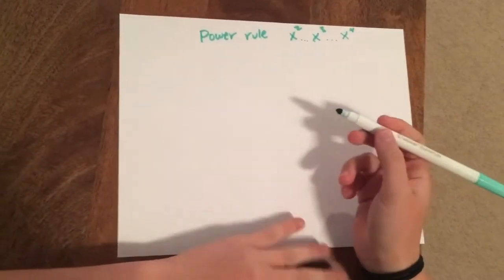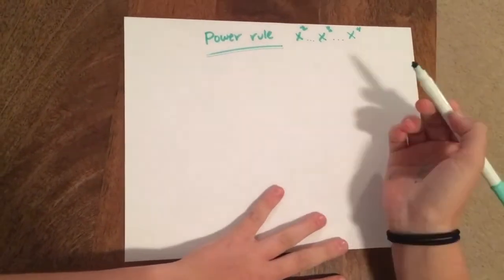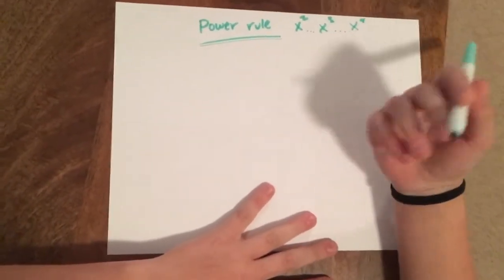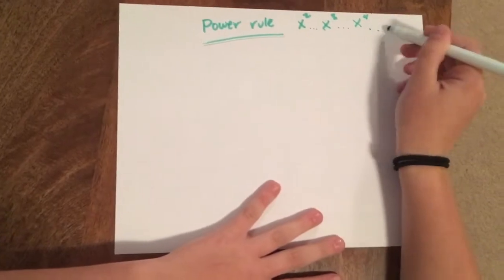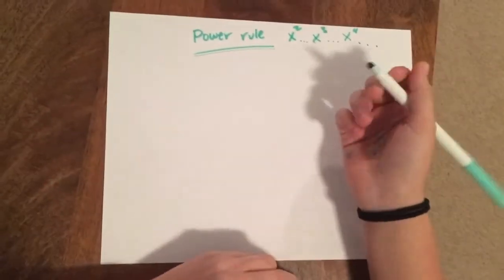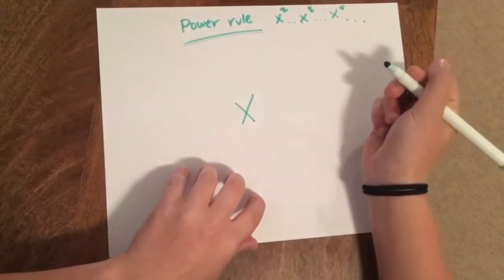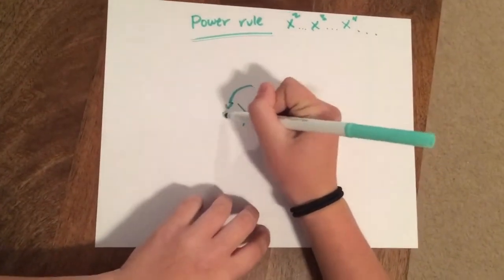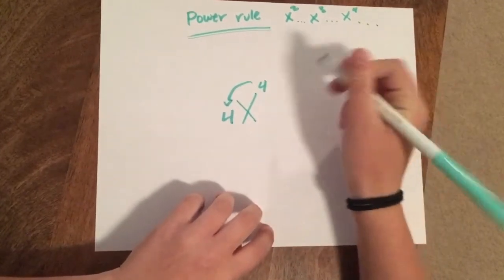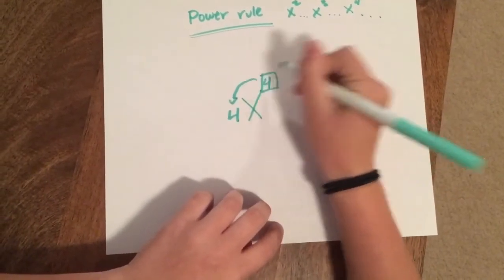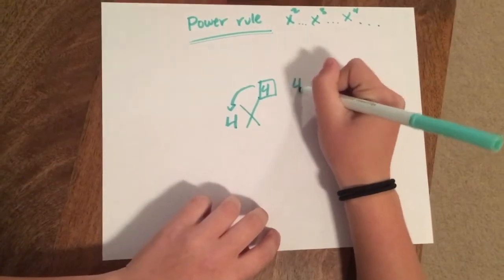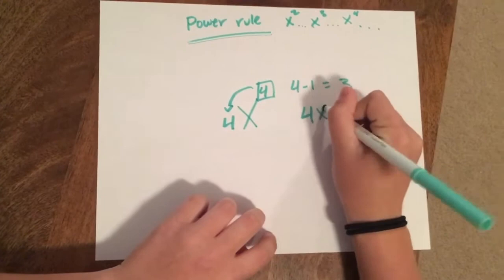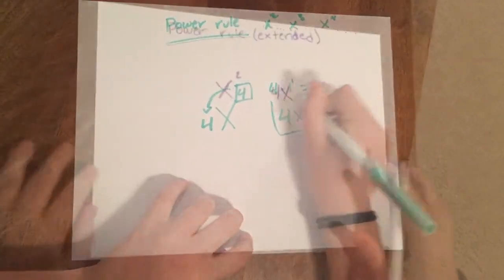Okay, so the first rule we'll be learning today is the power rule. This is how to take the derivative of any variable with an exponent, like x squared or x cubed or x to the fourth, and so on. How you do this is you take any variable with an exponent, let's say x to the fourth, and you move the exponent to the front of the derivative, so it would be 4x to the fourth. Then you take the exponent and you subtract 1, so it would be 4 minus 1 equals 3. Now what you have is 4x to the third, and this is your derivative.